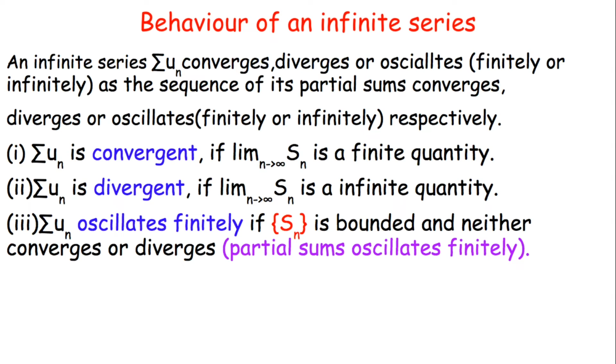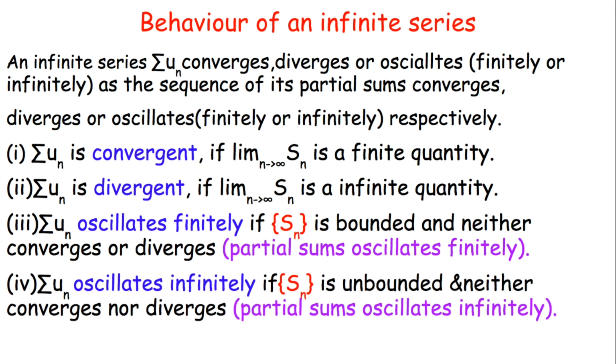And the third point is, sigma un oscillates finitely if the sequence Sn is bounded and neither converges nor diverges, which means the partial sum oscillates finitely because it is a bounded sequence. In a similar way, the infinite series oscillates infinitely if and only if the sequence Sn is unbounded and neither converges nor diverges, that is, the partial sums oscillate infinitely. In the same way, the infinite series will also oscillate infinitely.